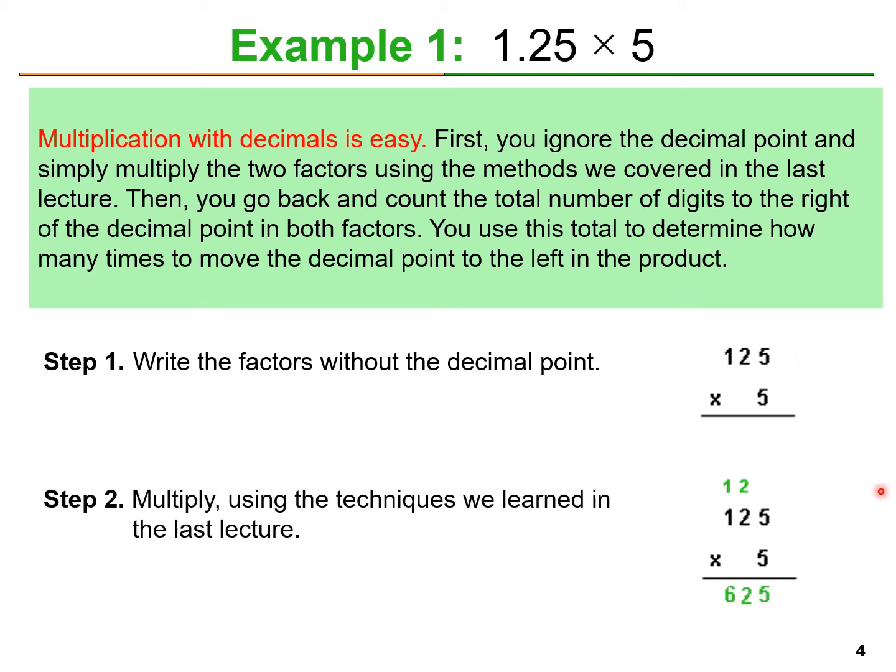Step 2. Multiply using the techniques we learned in last lecture. Okay, we go to the bottom number. 5 times 5 is 25. We write the 5 down and carry the 2. So the 25 is not this 25 here. The 25 is this 2 and this 5. Go to the next digit. 5 times 2 is 10. 10 plus the 2 that we carried give us 12. The 12 is here. 1, 2.